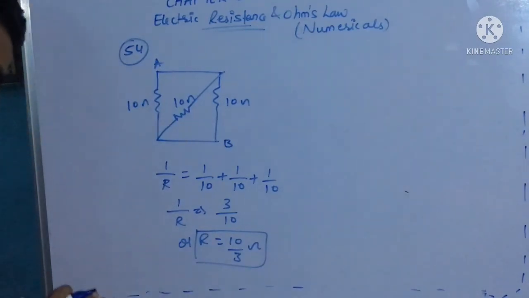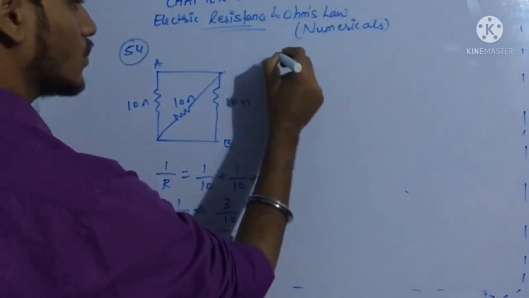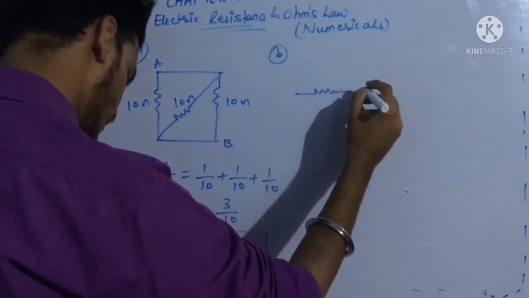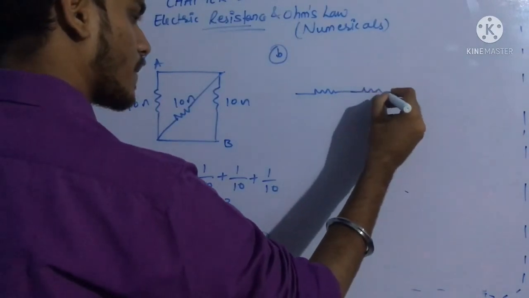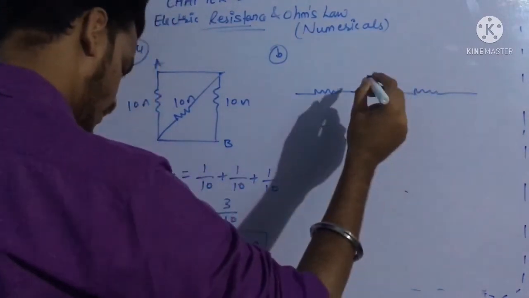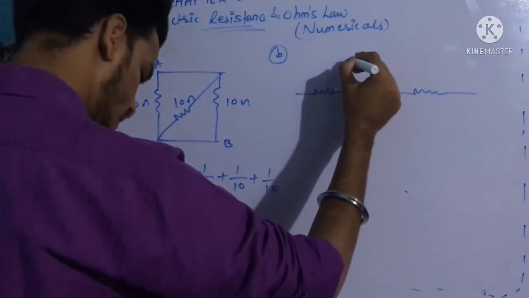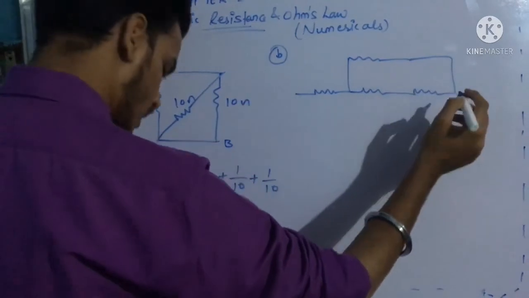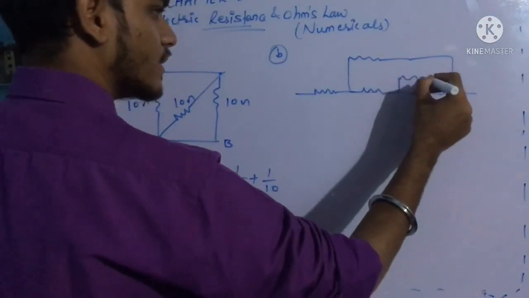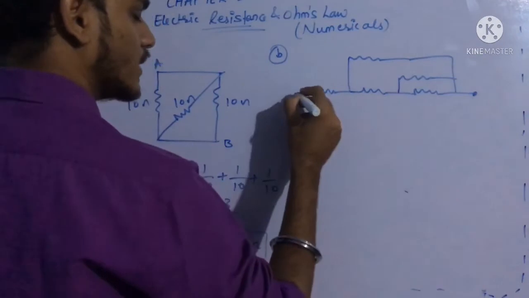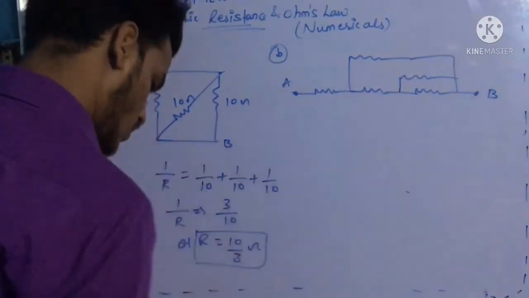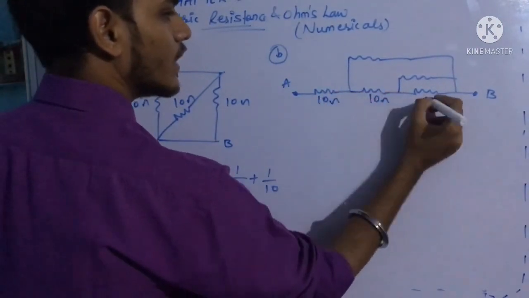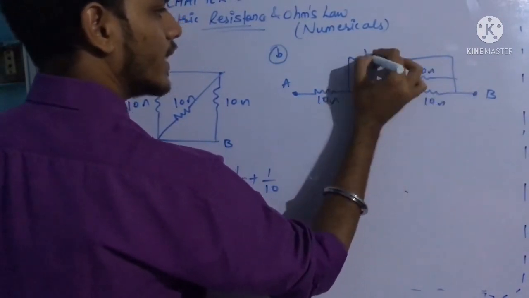And now the second part, which is B1. So how to solve this B1? We have an arrangement like this. So make the arrangement. This is connected up to the end, and we have another arrangement which is like this. Okay, this is A point and this is B point. All the resistors are given as 10 ohm, 10 ohm, 10 ohm, 10 ohm, 10 ohm, and 10 ohm.